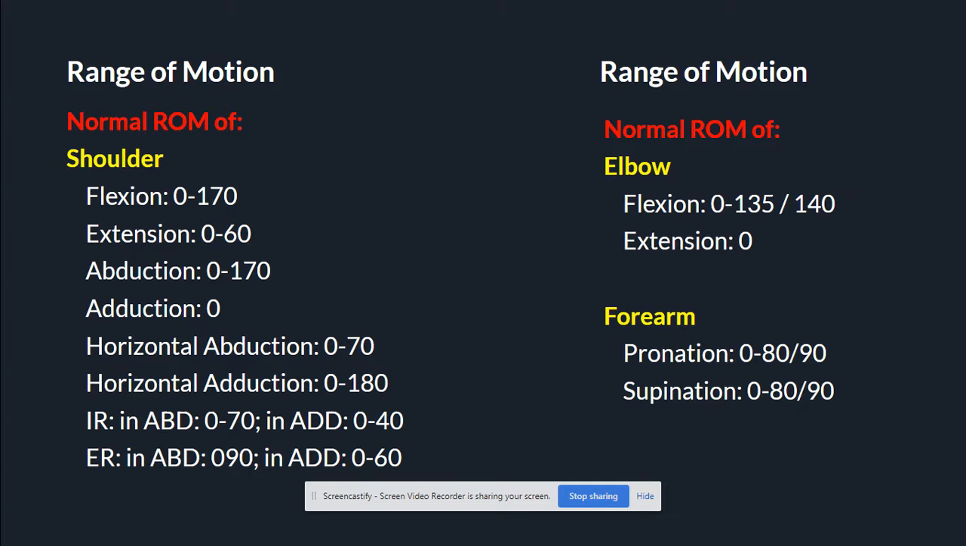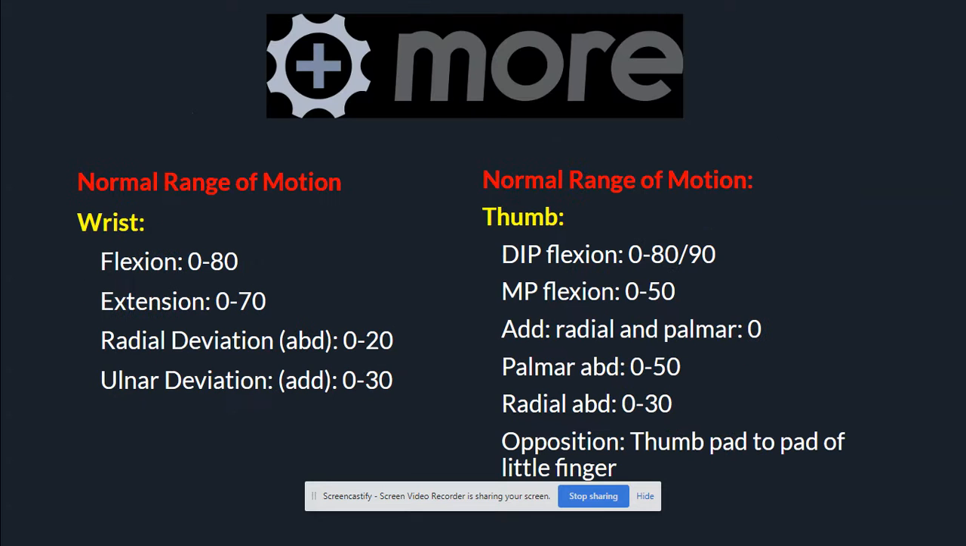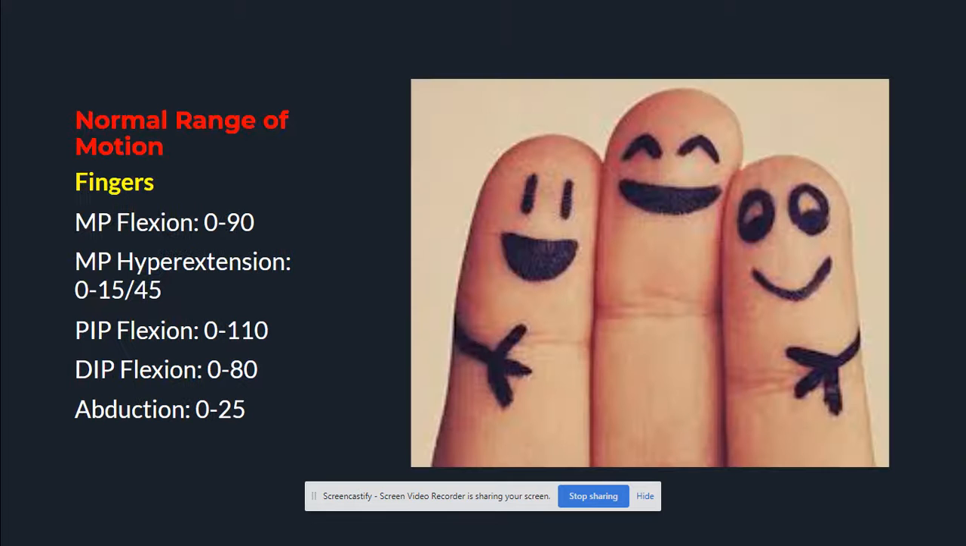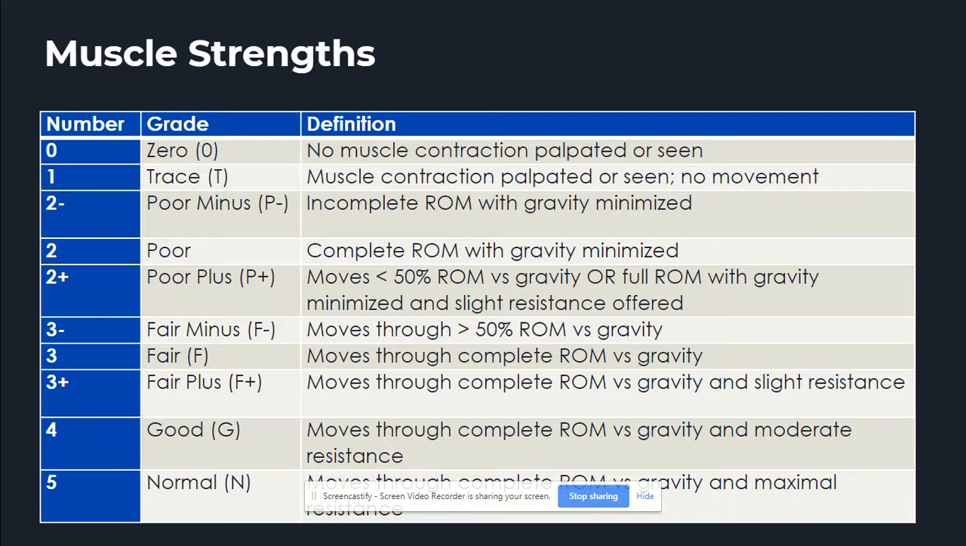These next few slides I have listed out what are the normal ranges that a joint can go through. So we have shoulder range of motion, we have elbow and forearm range of motion, wrist and thumb range of motion. These are all documents that we're taking from your textbooks, so this should not be anything new to you, but it's just something that you'll have at your fingertips. Thinking of fingers, here's also the normal range of motion of your fingers.